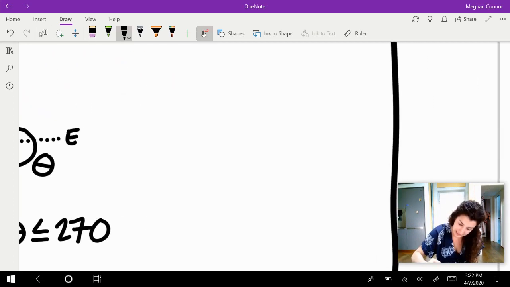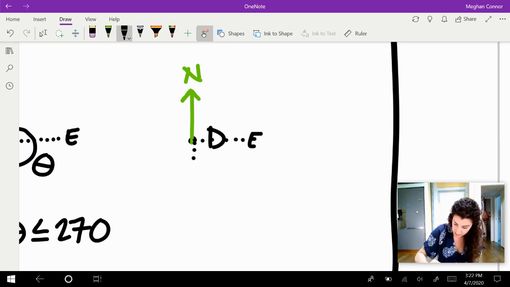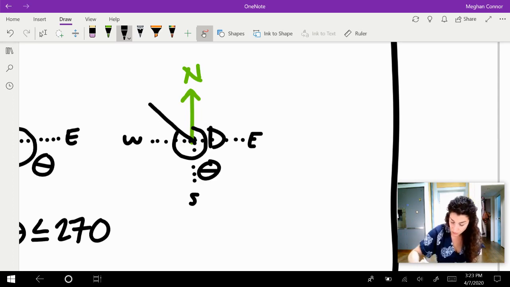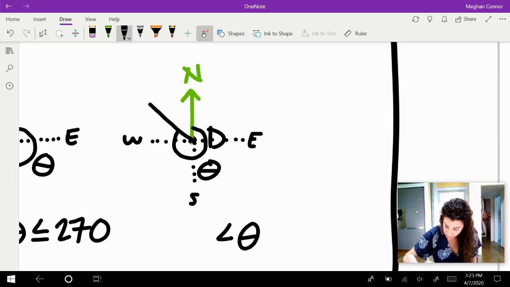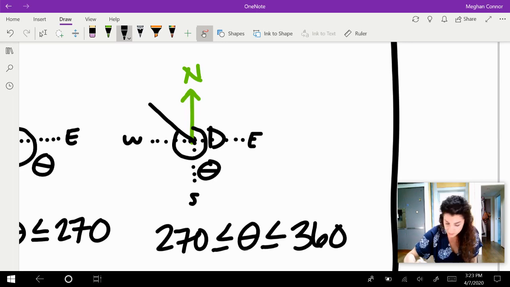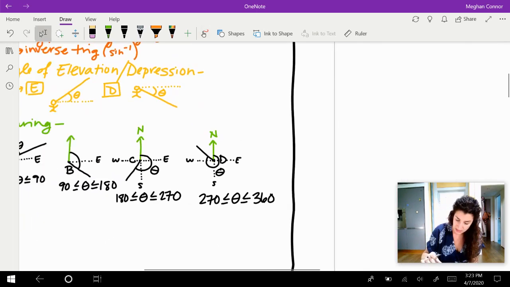And then our last example: here's due north, here's east, here's south, here's west. If we have an angle that peels all the way around to here, it's a big angle. That angle would live between 270 and 360 degrees. So that's kind of the idea of building your bearings.